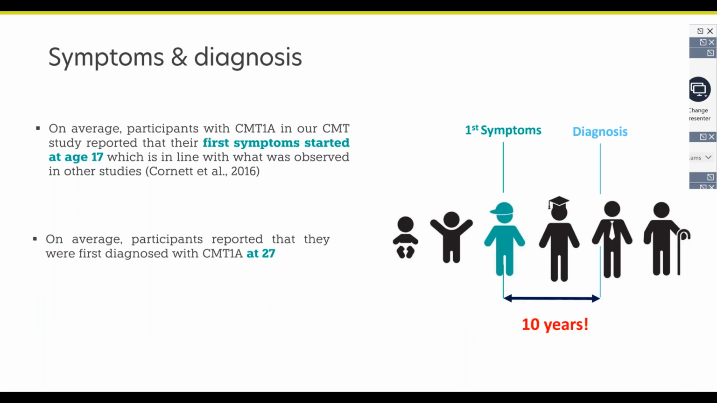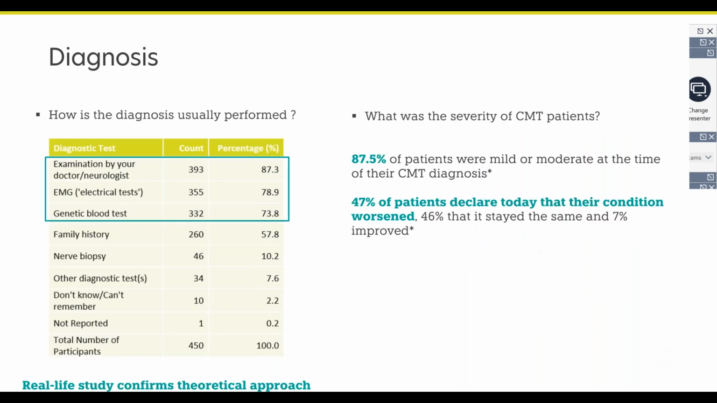Some information about symptoms and diagnosis. So on average, participants with CMT1A reported that the first symptom started at the age of 17. And on average, it was 10 years later that they were first diagnosed with CMT1A. So a big gap, 10 years between symptoms and diagnosis. But perhaps raising awareness of the condition may lead to shortening of that long period.